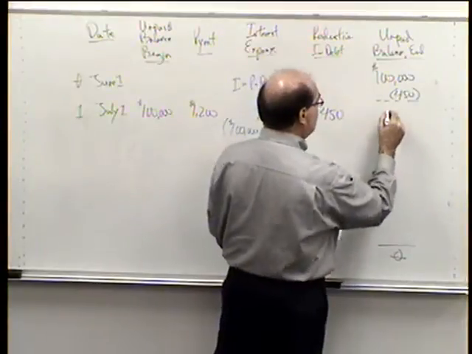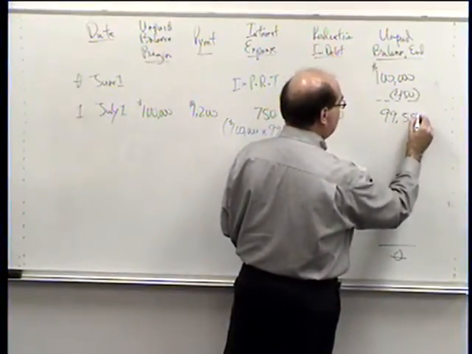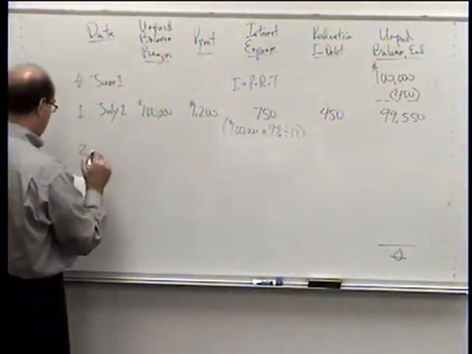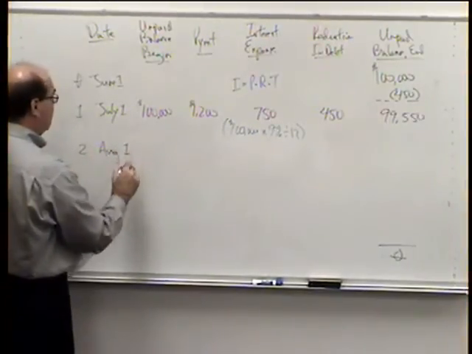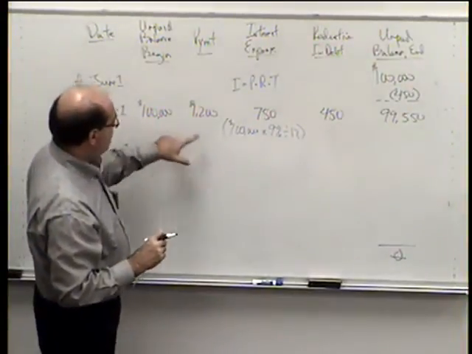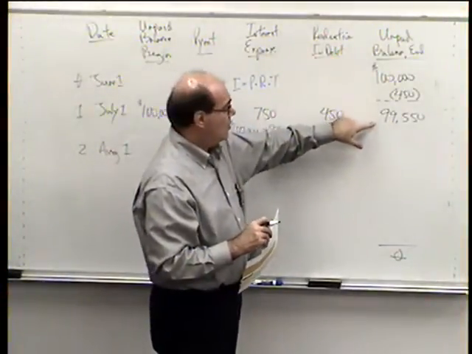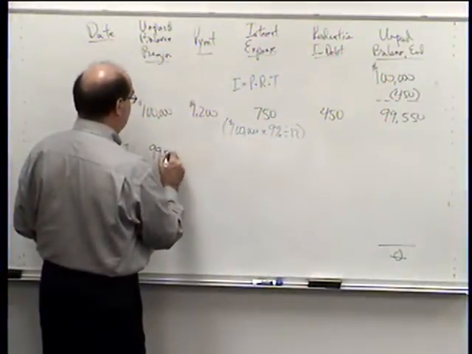And that gives us a new unpaid balance at the end of this month, $99,550. Now when we come over here to the next month, the second payment, this would be August, we're going to do the same thing again. Only now, instead of using the $100,000 that we owed, we don't owe $100,000 because we paid $450. So we're going to take the $99,550 and carry it over.